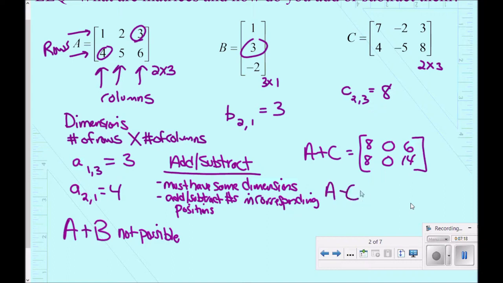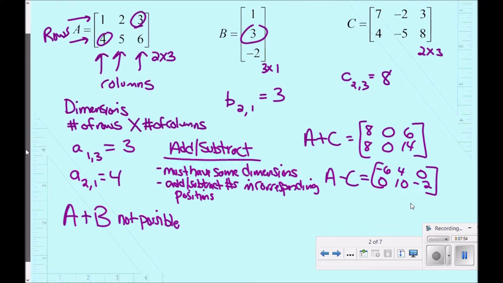A minus C, same idea. I'm going to get, again, a 2 by 3, but this time I'm going to subtract. So 1 minus 7 is negative 6. 2 minus negative 2 is 2 plus 2, which is 4. 3 minus 3 is 0. 4 minus 4 is 0. 5 minus negative 5 is 5 plus 5, which is 10. And 6 minus 8 gives me negative 2. So that's A minus C. Okay.